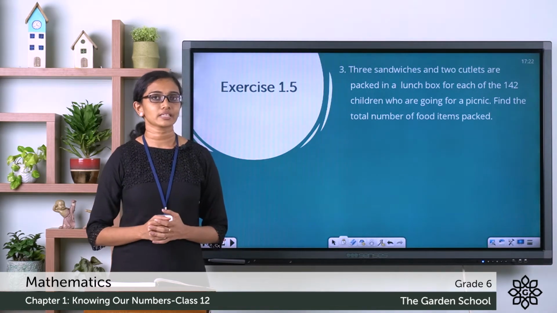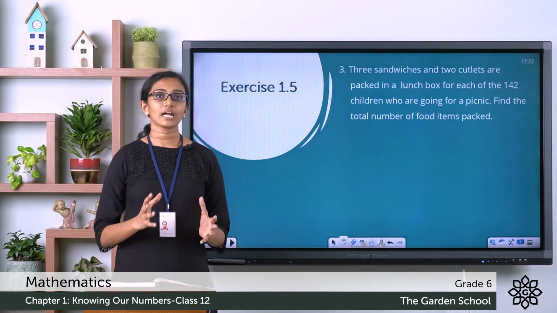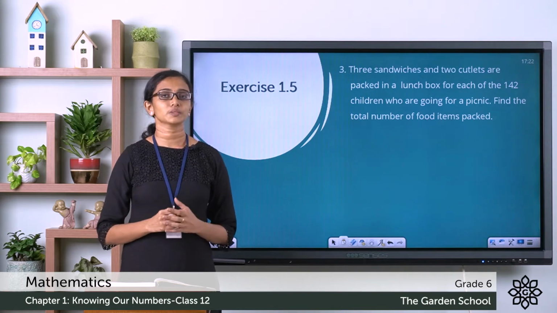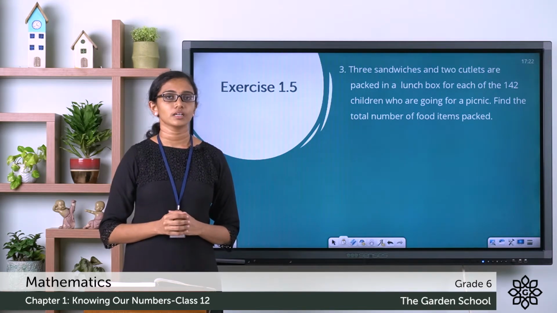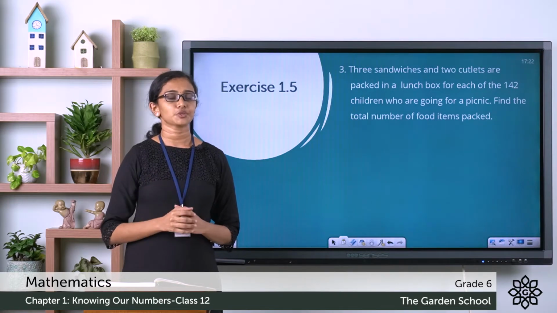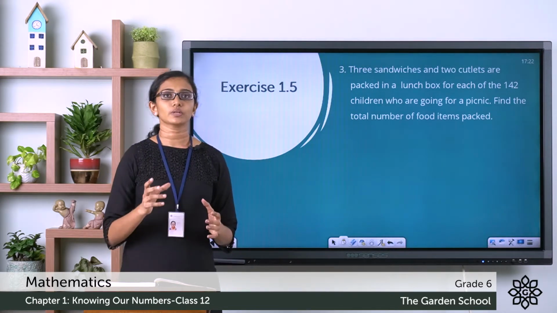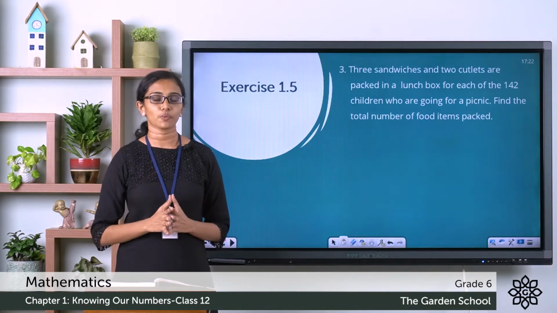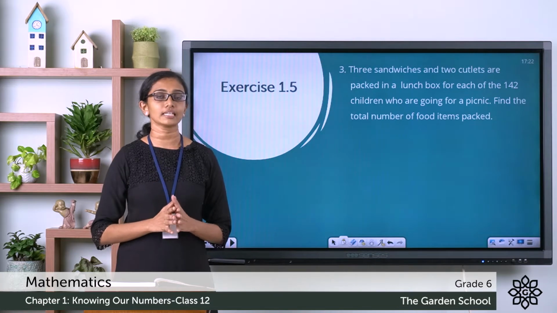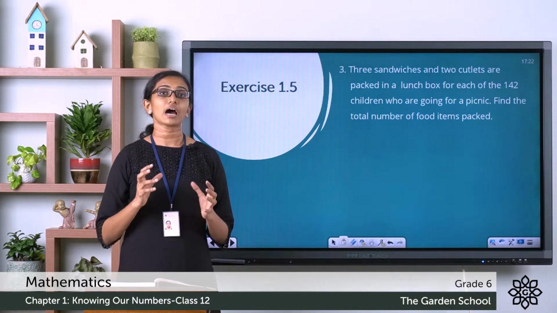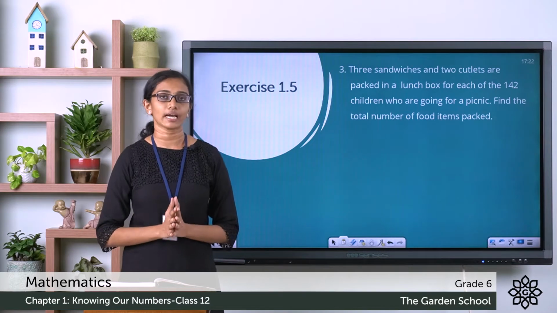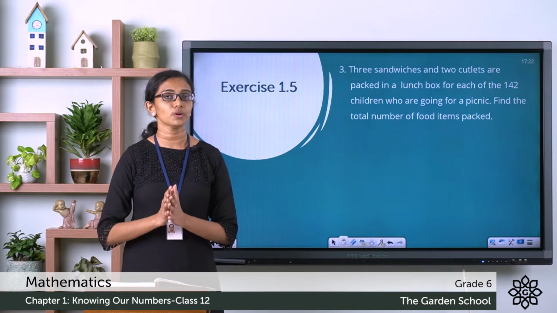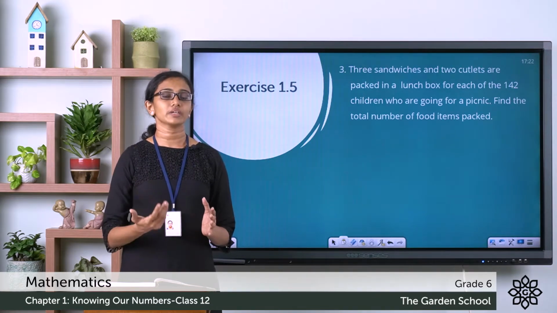So what is mentioned in the question? We are given 142 children are going for a picnic, and for each of them food was packed, and in each lunch box 3 sandwiches and 2 cutlets were packed. So there are 142 lunch boxes, and in each lunch box there are 3 sandwiches and 2 cutlets. You are asked to find out the total number of food items in all these lunch boxes together, that is in 142 lunch boxes. So how can we find it out?